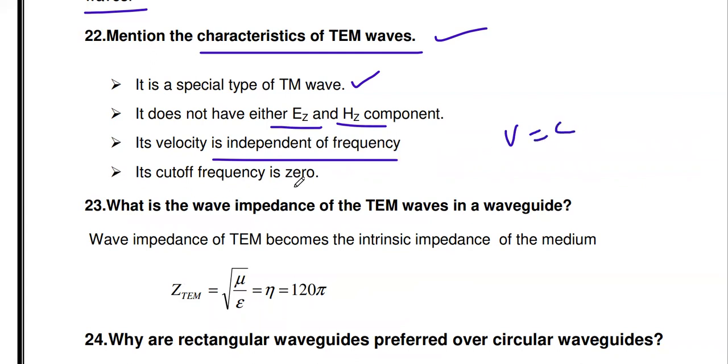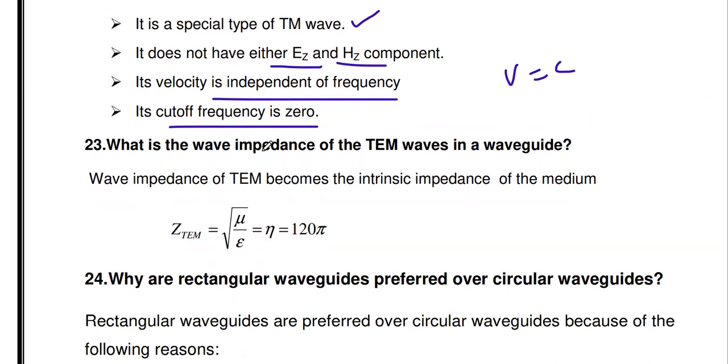Okay, then its cutoff frequency is 0. For TEM wave, cutoff frequency is 0. So cutoff frequency 0 means it can allow all frequency signals. Okay, that is the meaning. These are all the characteristics of TEM wave.